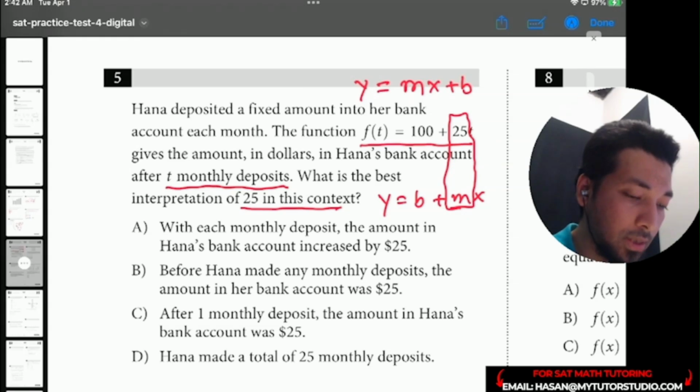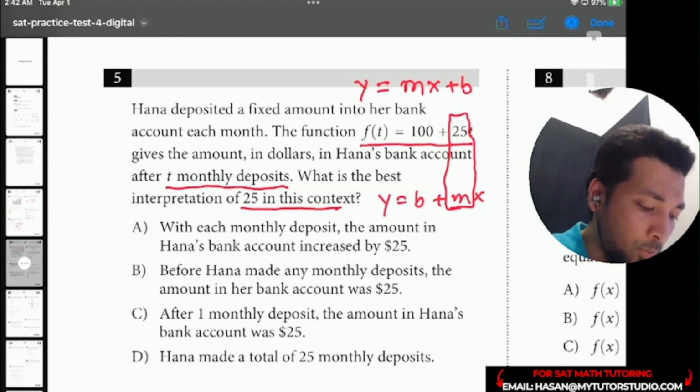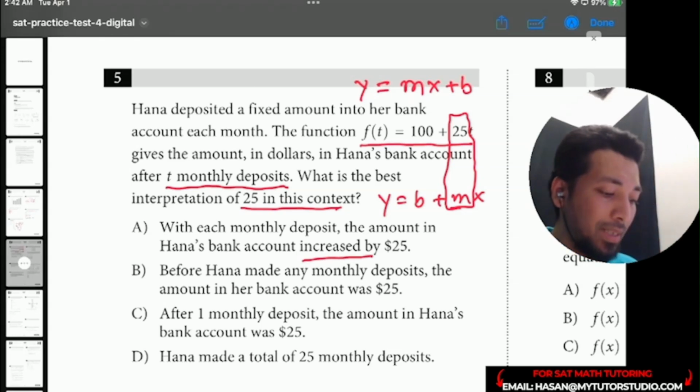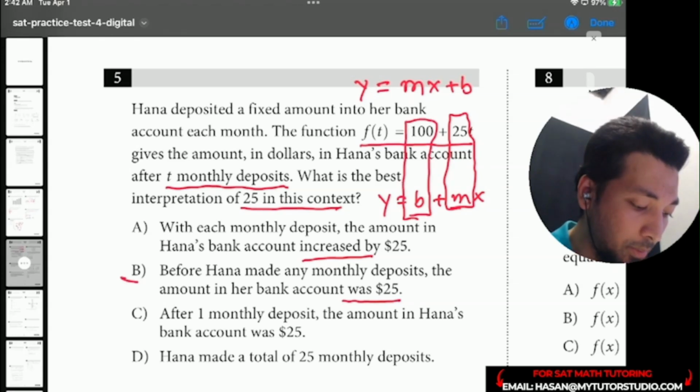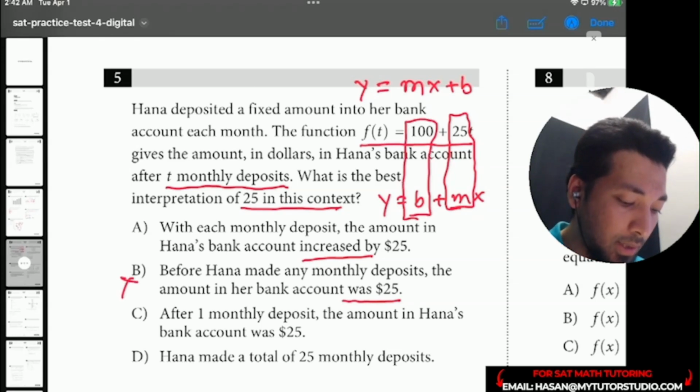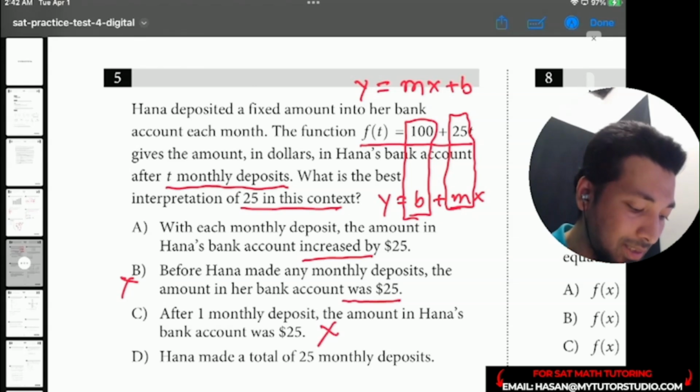So if you read each of these options, we need to see where it explains the context of rate. Option A: with each monthly deposit, the amount in Hannah's bank account increased by 25. Option B says before Hannah made any monthly deposits, the amount in her bank account was 25. That is referring to the initial amount, but we see that the initial amount is 100, so it cannot be option B. Option C says after one monthly deposit, the amount in Hannah's bank account was 25. If you put t to be 1, it's 100 plus 25 times 1, that is 125. It cannot be option C.